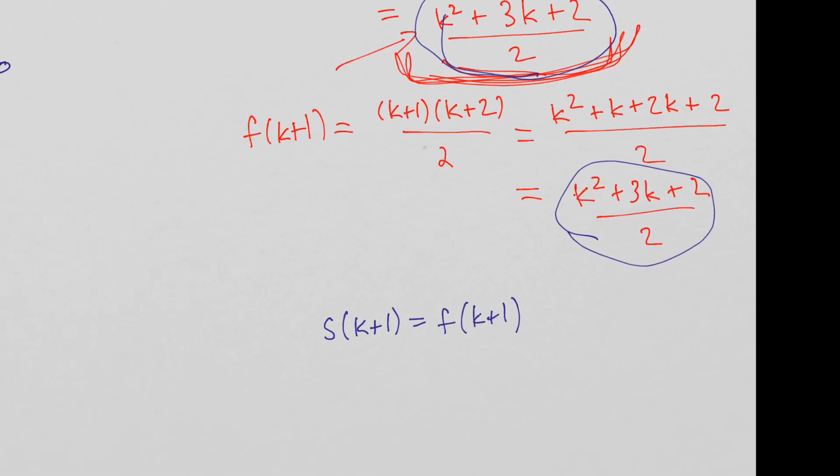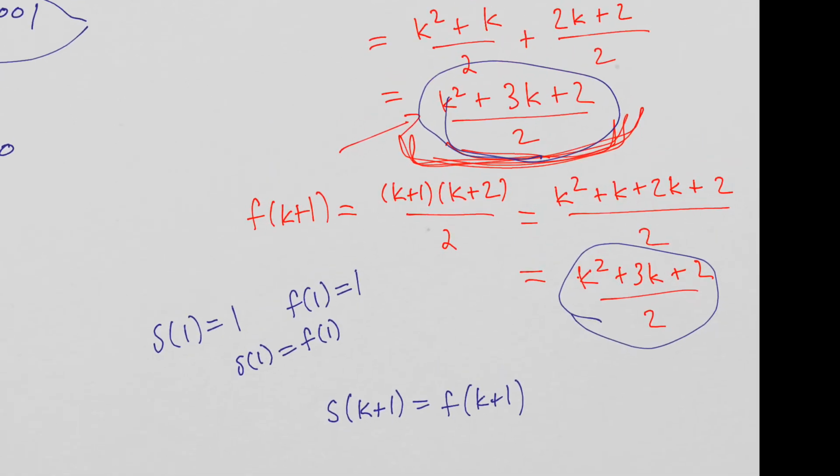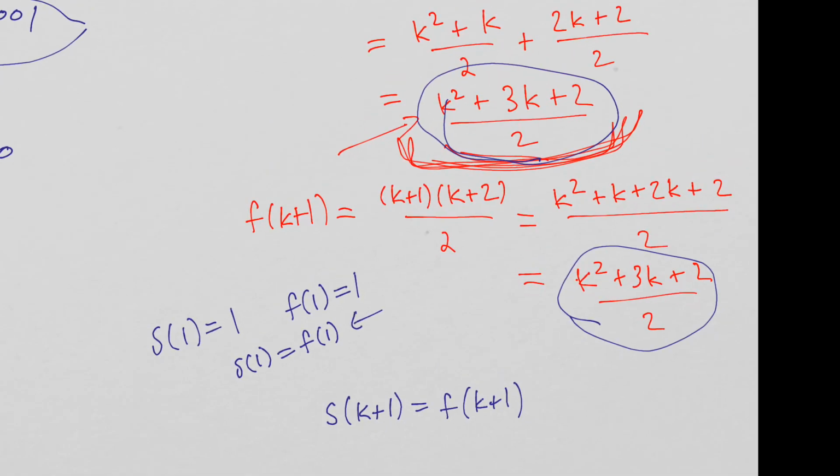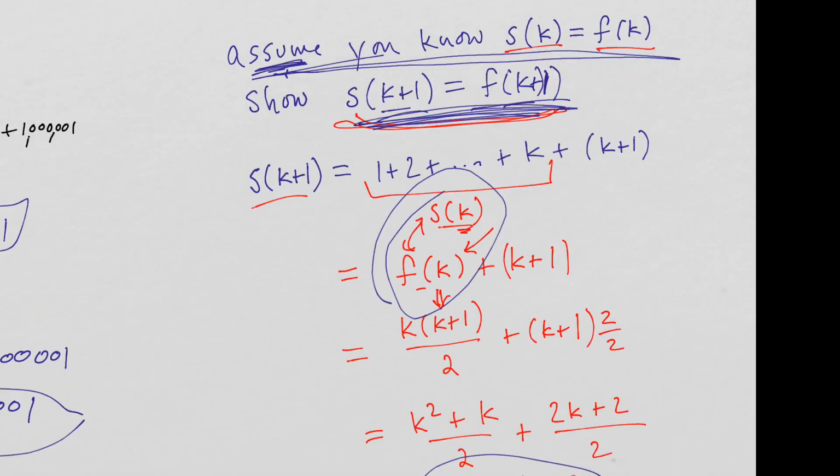And the reason is we know that S of 1 is equal to 1 and f of 1 is equal to 1. We checked that way back at the beginning. And so we know at the very beginning S of 1 is equal to f of 1, right? And so I don't actually have to assume that this is true. I just know it's true. And so because I know it's true, I know you didn't lie to me that when k is equal to 1, S of 1 is equal to 1.